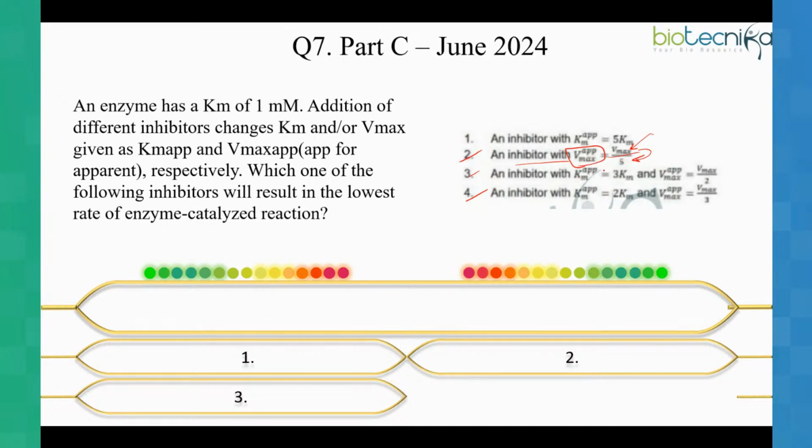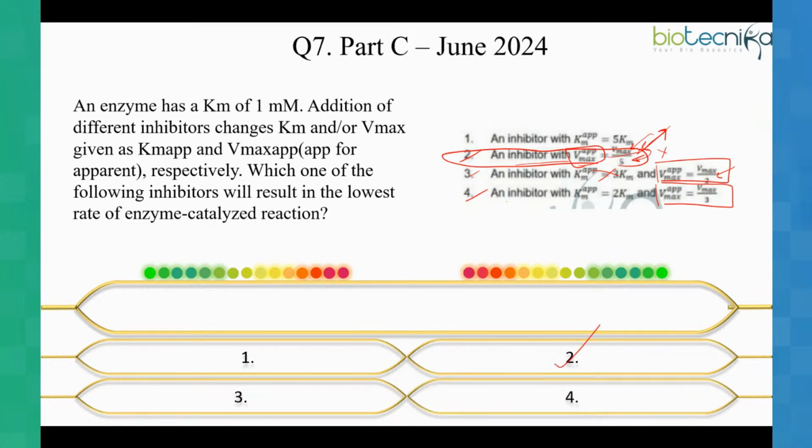In the third one, you can ignore the Km. Here Vmax is decreasing by 2. And in the fourth one, Vmax is decreasing by 3. So obviously the lowest will be in the second one. This was a very simple question. They could have asked what type of inhibition this is, in which Vmax decreases but Km doesn't change. Obviously the answer is option 2, but they should have asked what kind of inhibition this is. So can you tell me what kind of inhibition it is when Vmax decreases but Km remains the same?